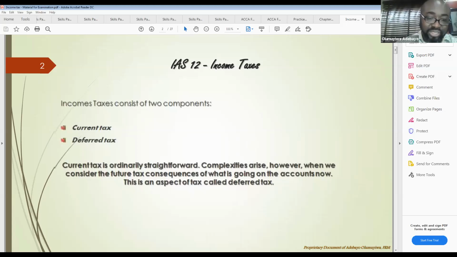I'll try to more or less break it down. When we talk about taxes, what do we mean? Tax and taxation. Now, I've said earlier that tax is a compulsory levy.